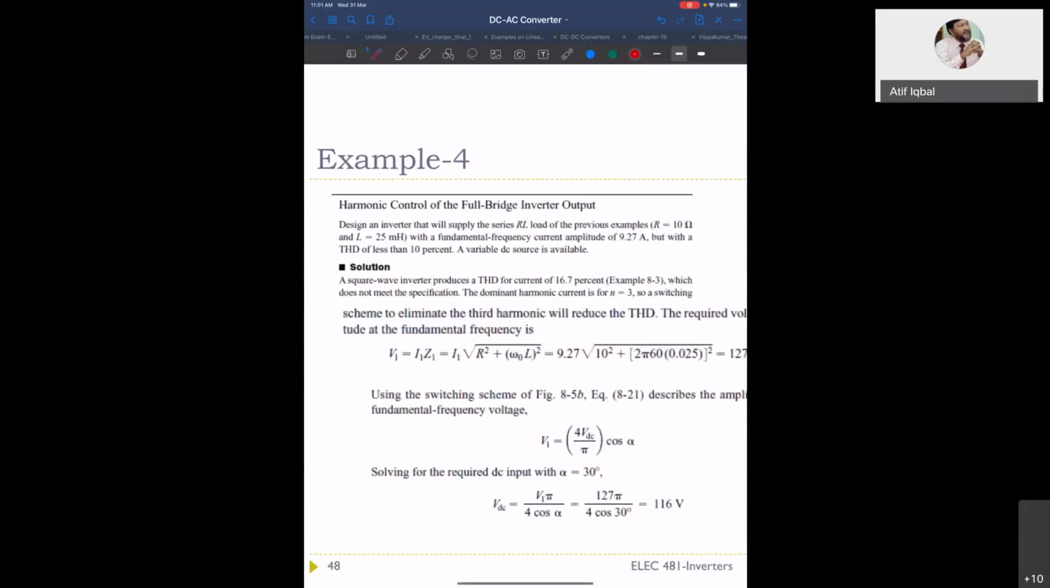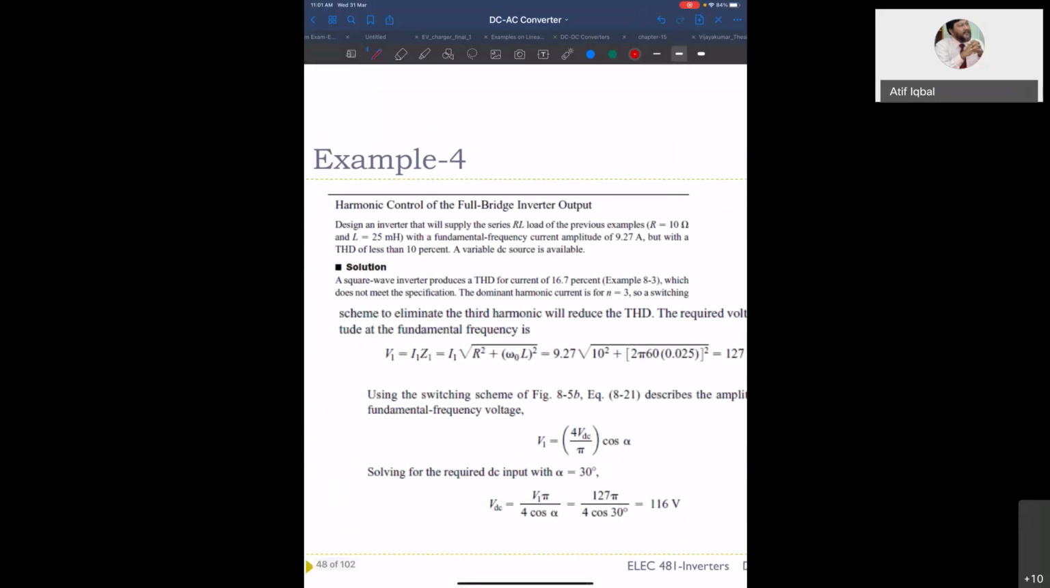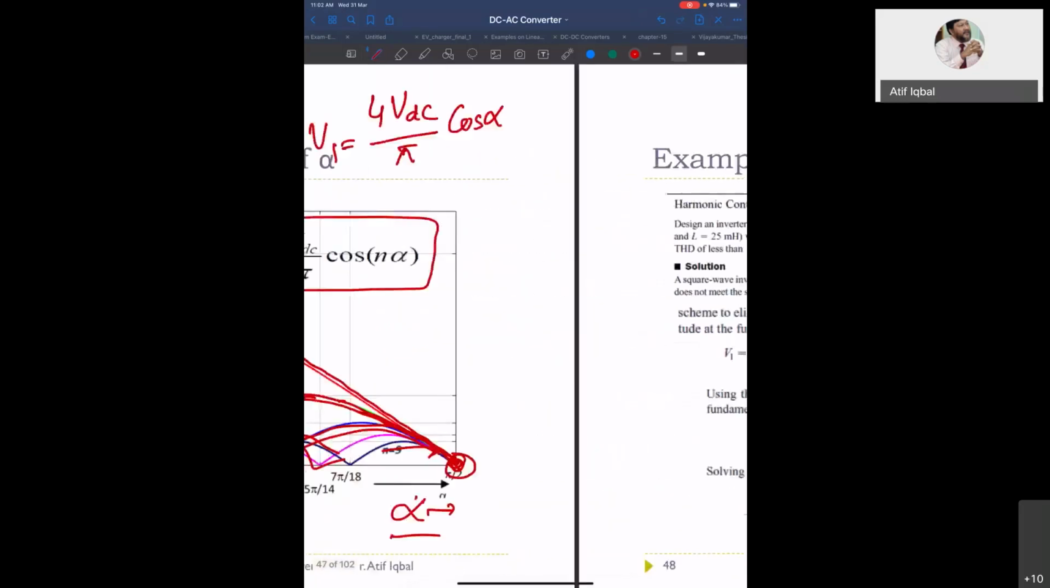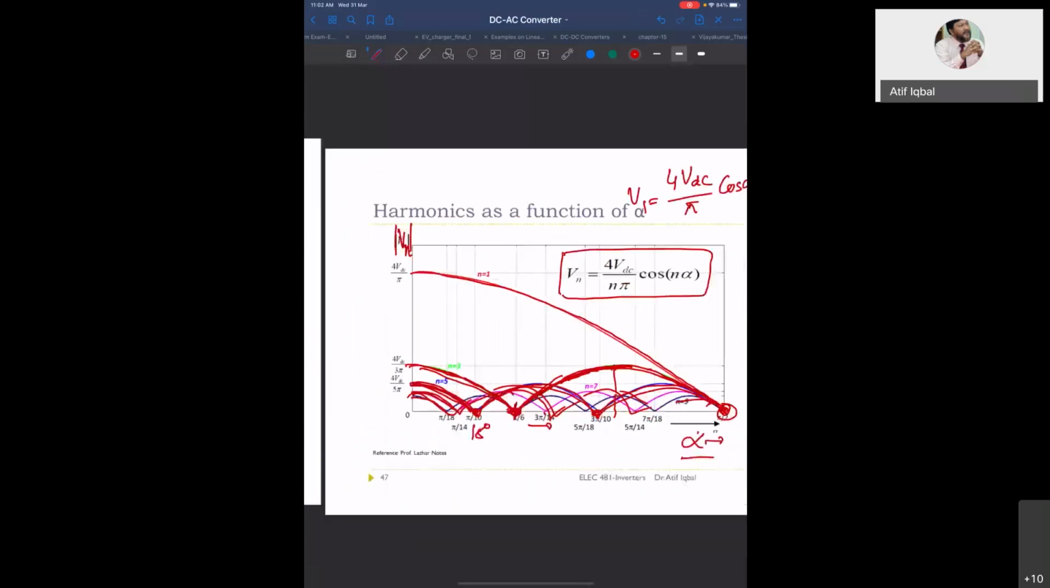Now, this is a problem. It says: design an inverter that supplies a series RL load of the previous example, where the load is 10 ohm and 25 millihenry, with a fundamental frequency current component of 9.27 ampere, but with a total harmonic distortion of less than 10%. So total harmonic distortion in the case of a square wave is calculated here.